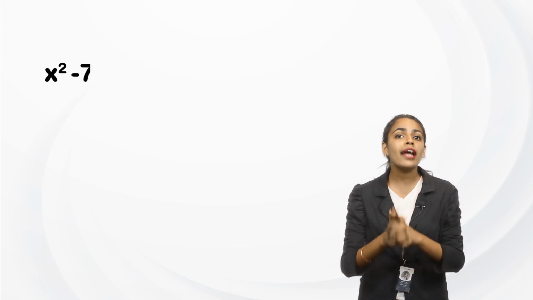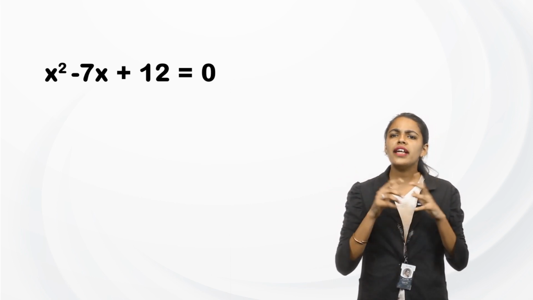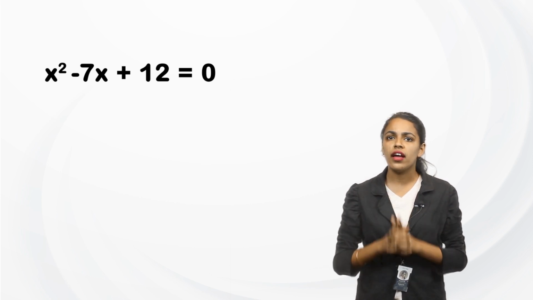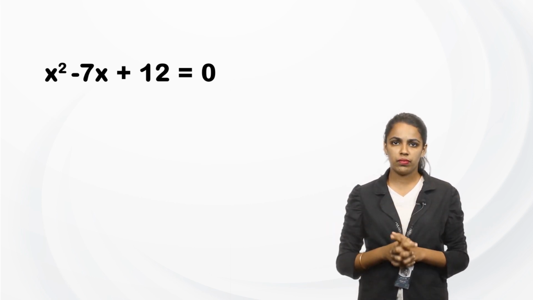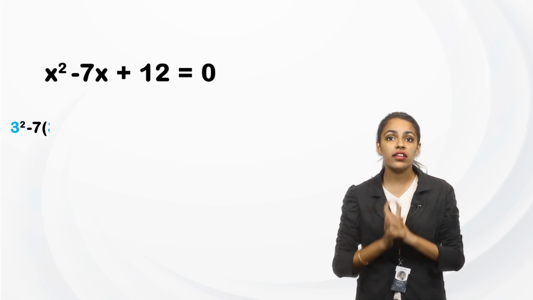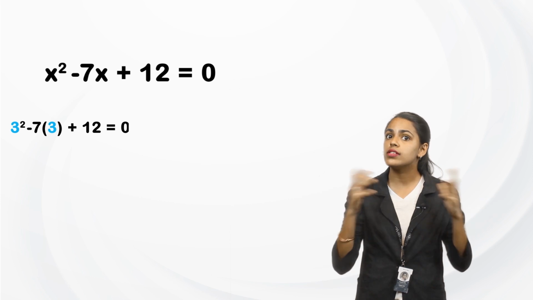Consider a quadratic equation x² - 7x + 12 = 0. Let us replace the variable x by a real number 3 and find its value. Its value becomes 3² - 7 × 3 + 12, which is equal to 0.